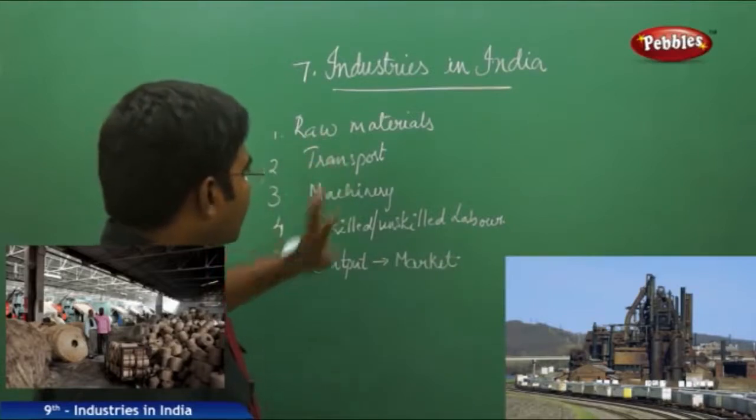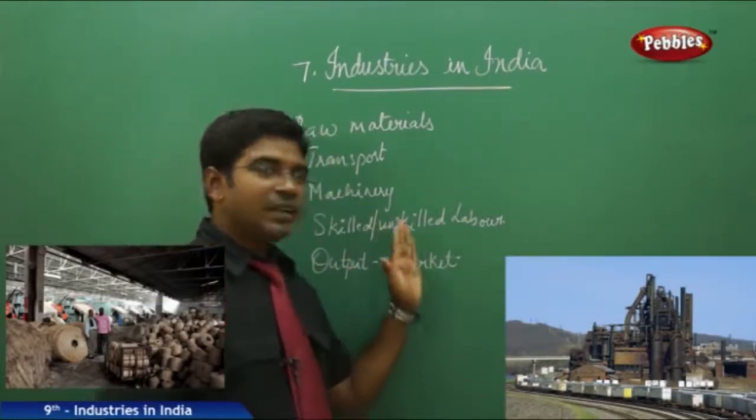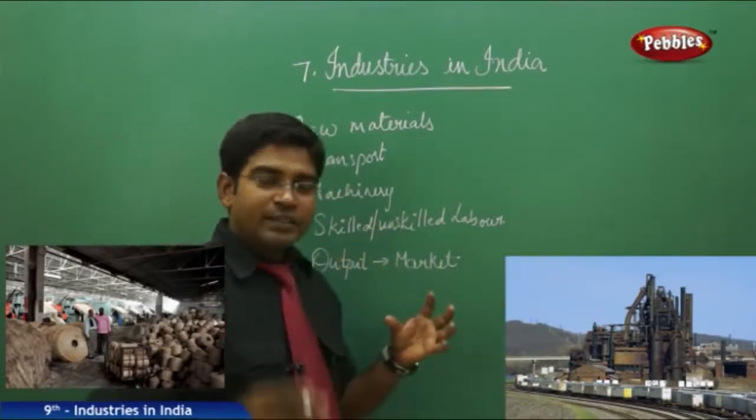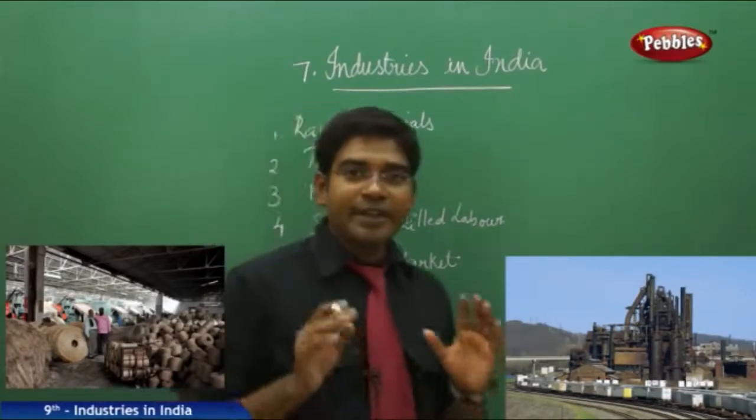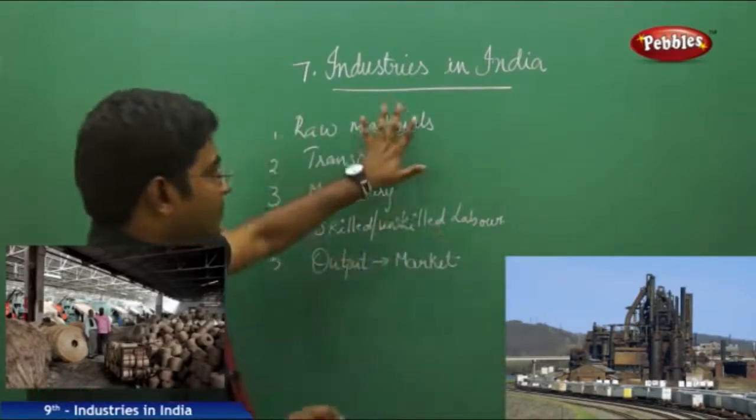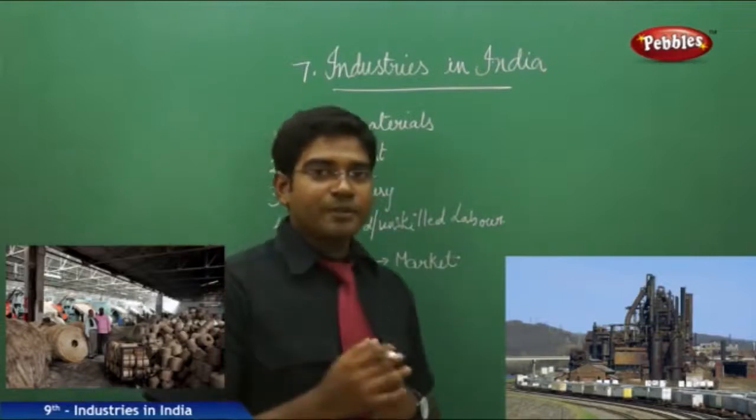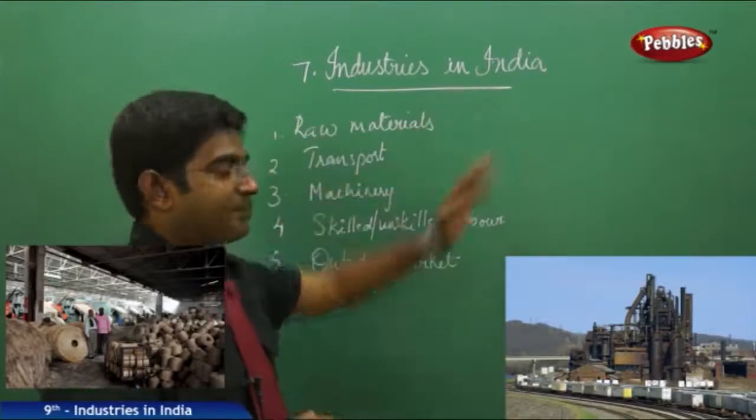So the raw materials, transport, machinery, skilled and unskilled labor, and output. These are the main factors for any person to find out about industries. Now moving on to the topic, industries in India.